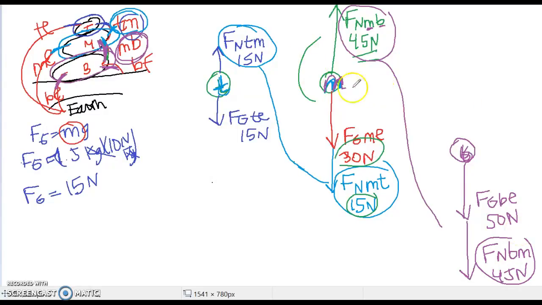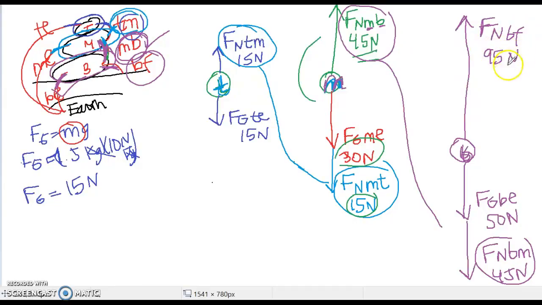All right, so we already did the middle bottom. We already did the earth bottom. The only one we have left is bottom floor. And we know that has to be pushing up because this has to be balanced on both sides. So that's the normal force on the bottom from the floor. And the total is going to have to be 95 newtons. Because downward, I have a 50 and a 45. Upward, I have to have a 95.